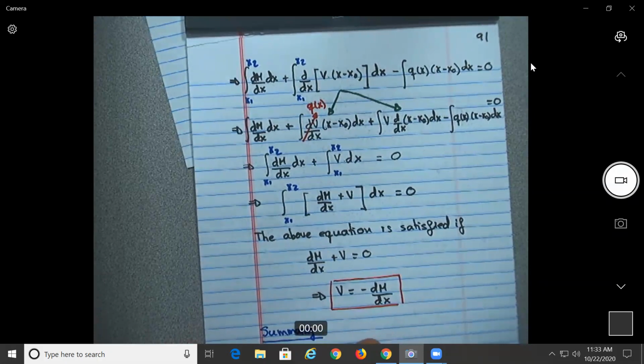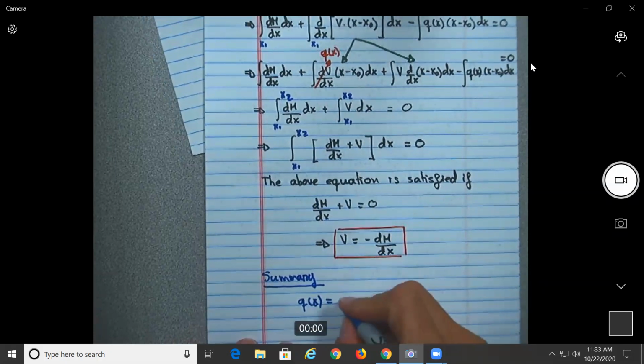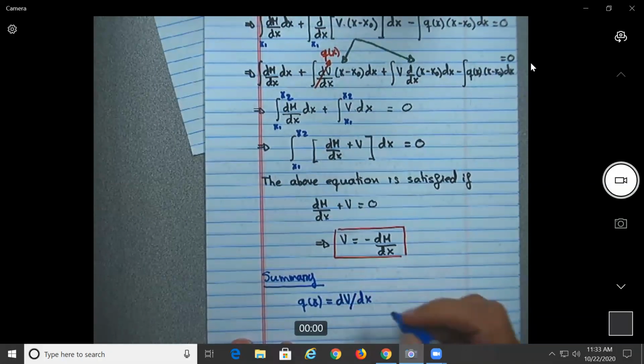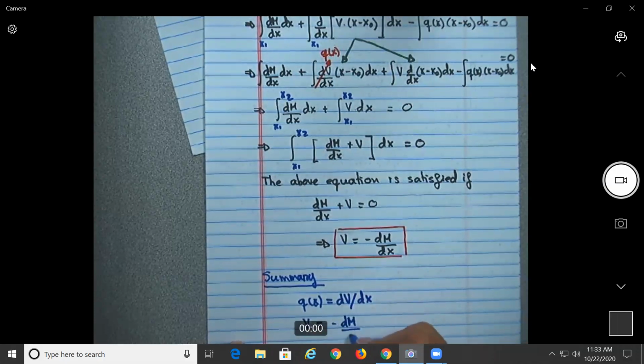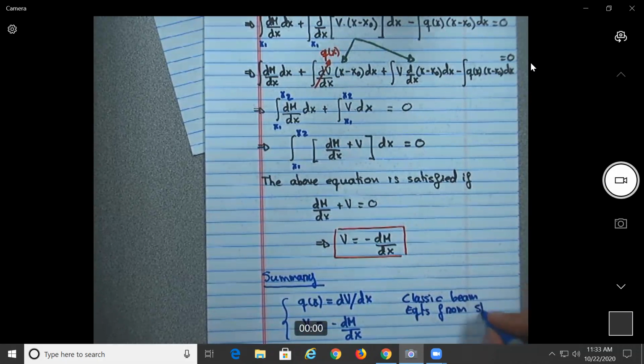Okay, so the summary of this problem is just like, what do we have? We have that the distributed load, see I can put it on the screen, is dV/dx, and that you can get the shear V equals minus dM/dx. Okay, and these are the classic beam equations. You should have derived this in statics and solids.